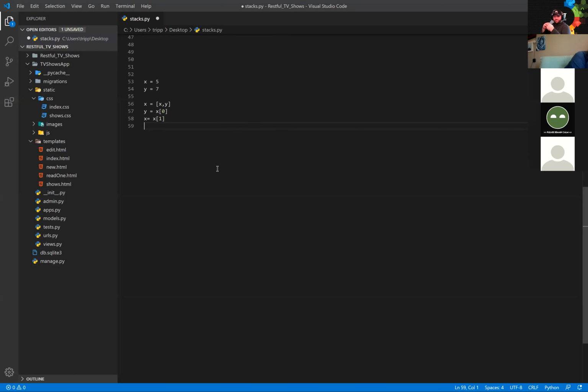Look at that. So we take X, we convert it into an array of the two numbers, and then Y equals the array position 0, which was the original X, and then X equals the array position 1, which was the original Y. I like that. Whoa, that's so cool. And that'll work for things other than just numbers too, which is good. So beautiful. Cool. All right.